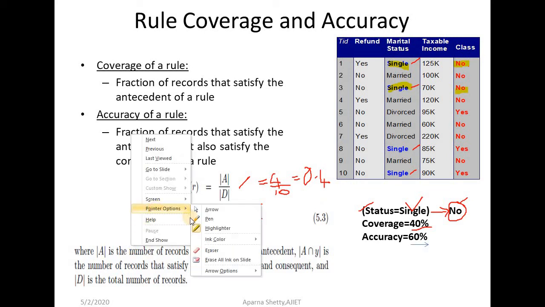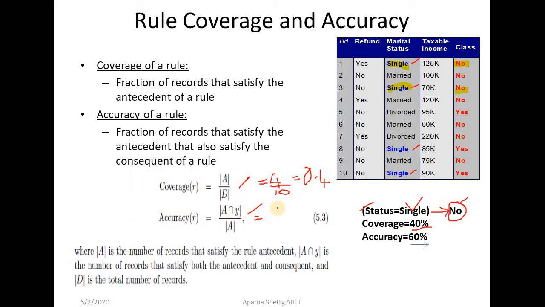So here numerator is 2. Only 2 records satisfy both the antecedent and consequent, that is both A and Y. Next, total number of records that just satisfy the antecedent. Antecedent is status is equal to single. How many records satisfy? 1, 2, 3, 4. So it is 2 divided by 4.